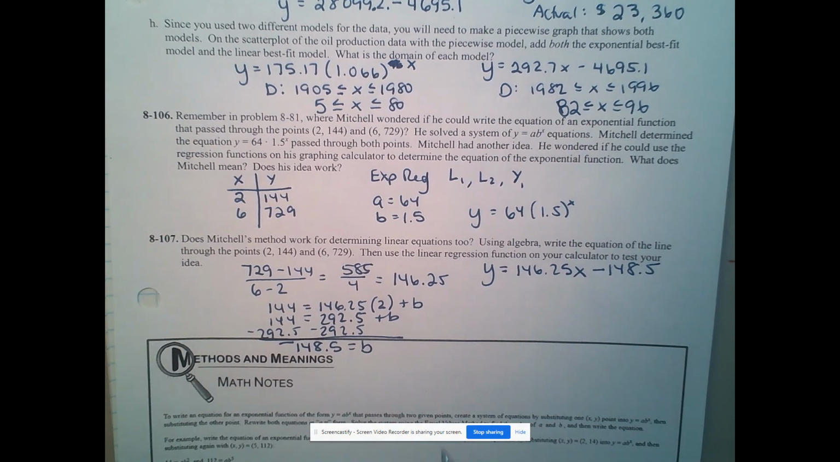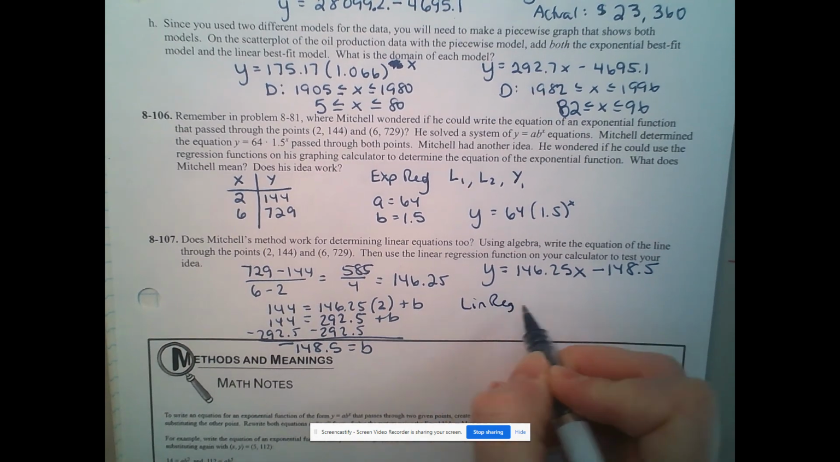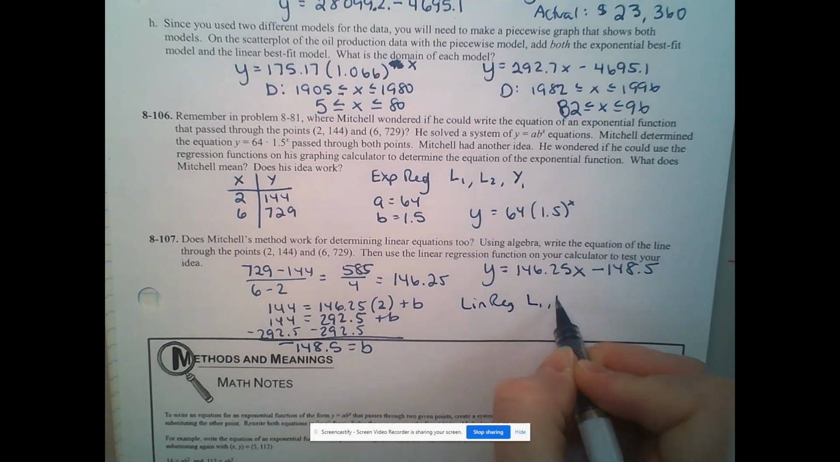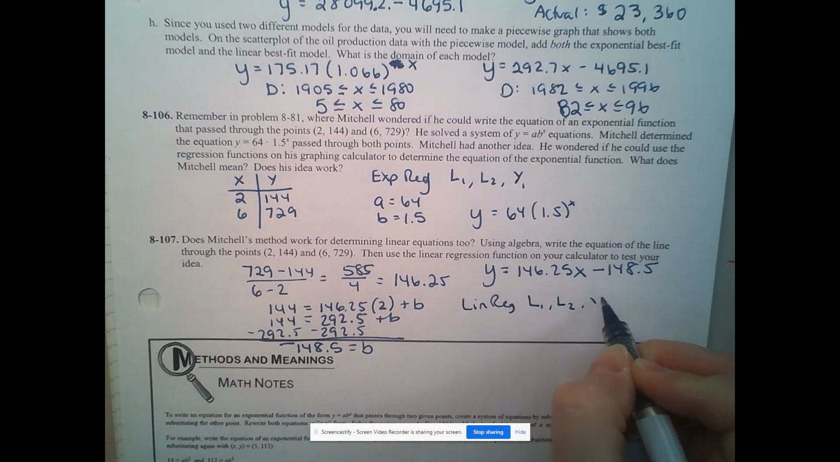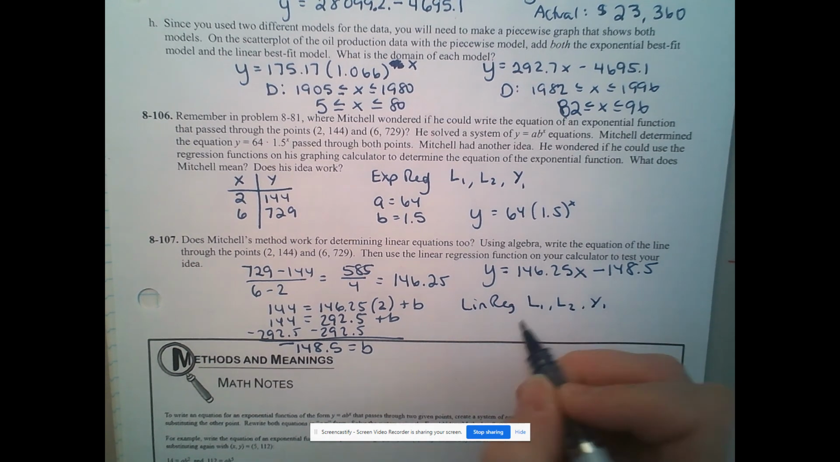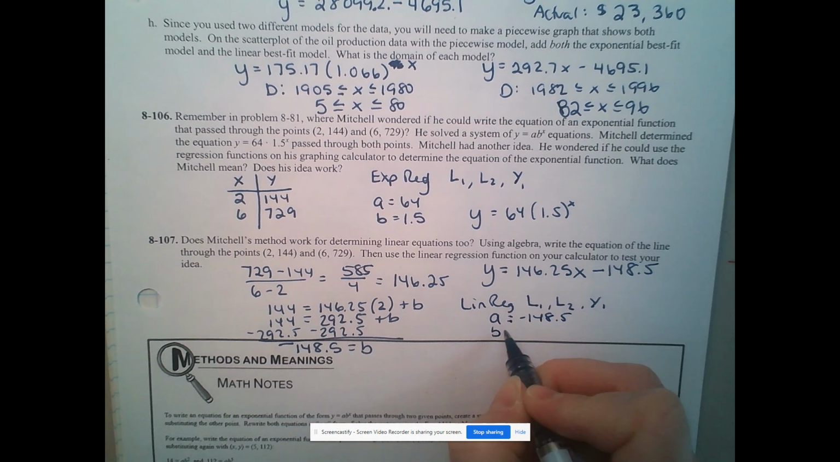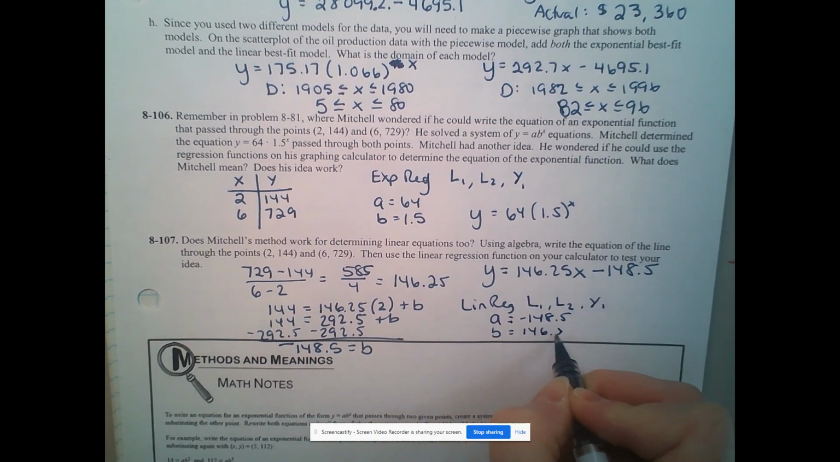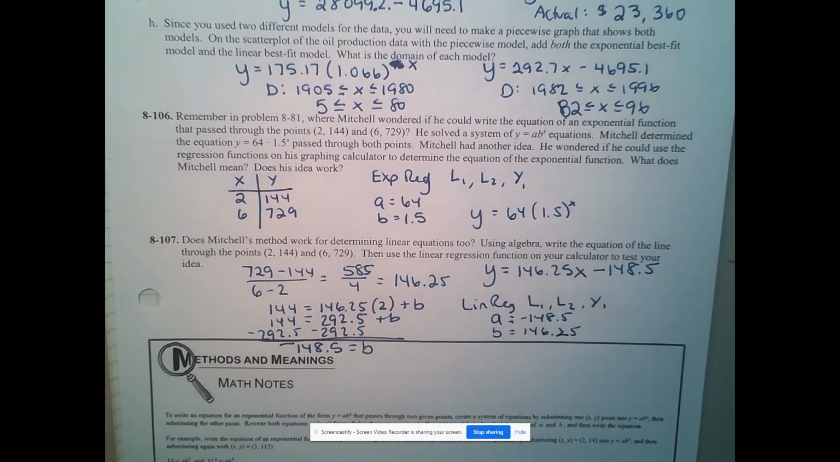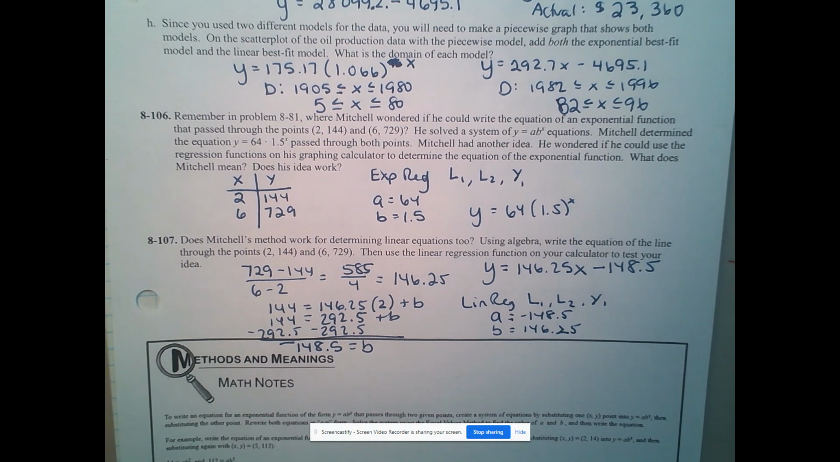If we do linear regression and we do list 1, list 2, and save it as a function in y1, we get that A was negative 148.5. We got that B was 146.25, and it supported the answer that we got manually. So super interesting that we can now use our graphing calculator to check our work, even for creating an equation, whether it's exponential or linear, from a pair of coordinates.